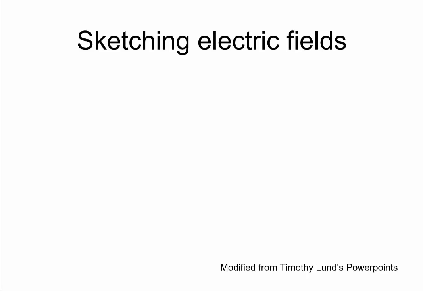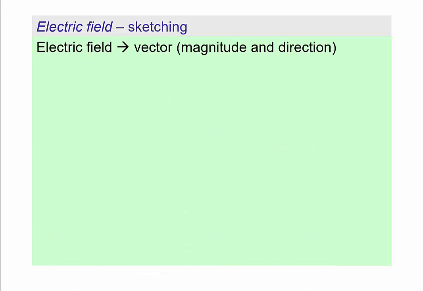We've talked about how we calculate the size of an electric field, and now we're going to talk about how to sketch electric fields and show not only its size but also its direction. So an electric field is a vector quantity. It has a magnitude and direction.